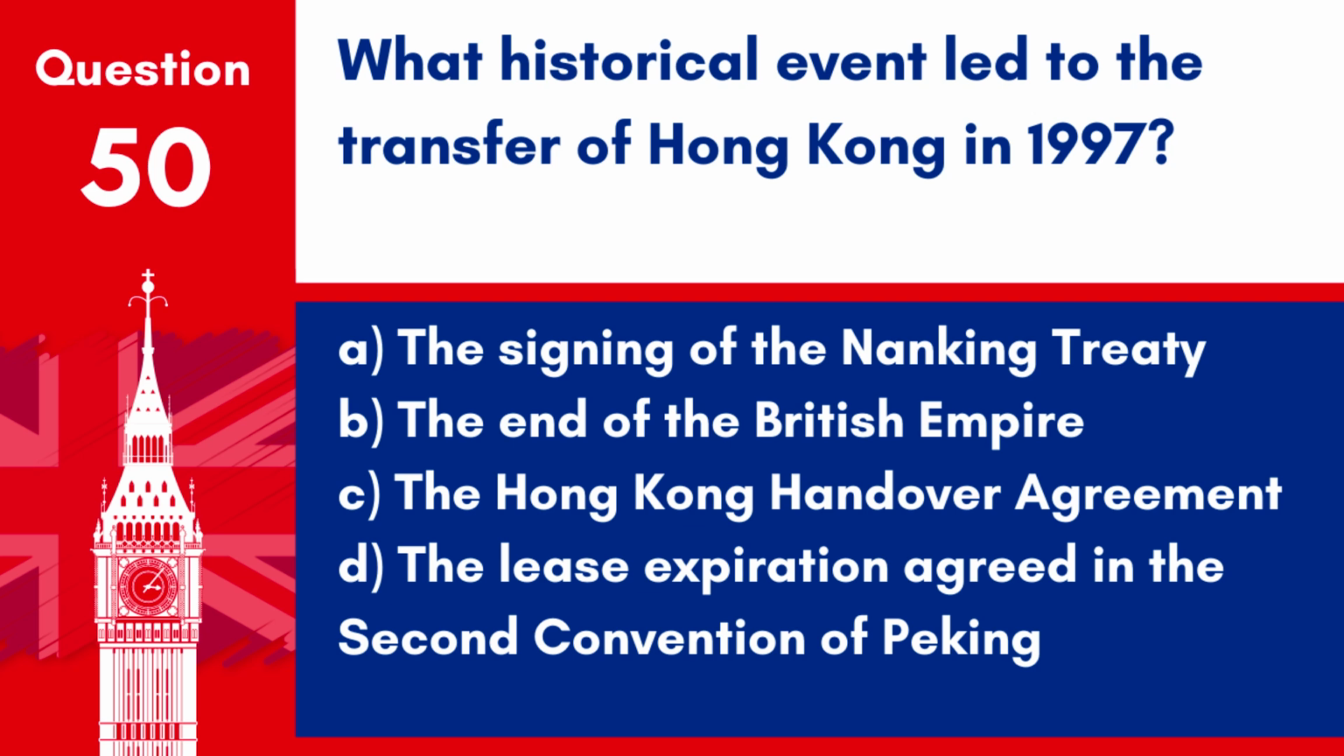Question 50. What historical event led to the transfer of Hong Kong in 1997? A. The signing of the Nanking Treaty. B. The end of the British Empire. C. The Hong Kong Handover Agreement. D. The lease expiration agreed in the Second Convention of Peking. Answer: D. The lease expiration agreed in the Second Convention of Peking.